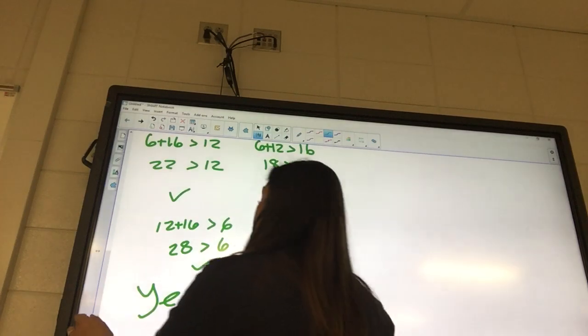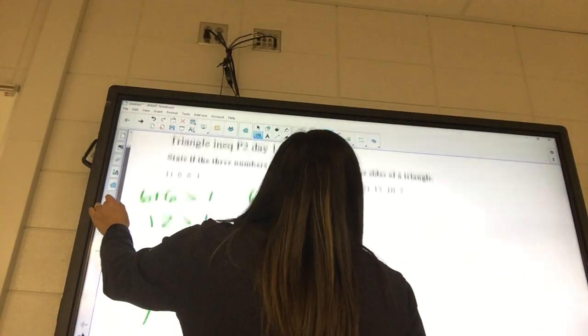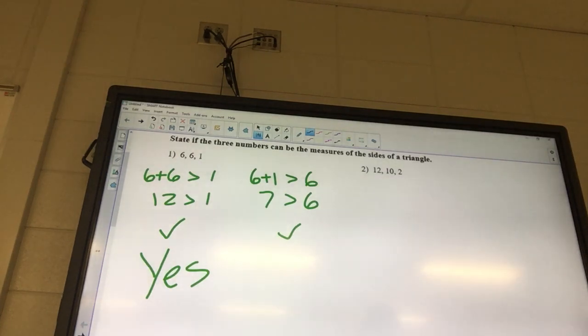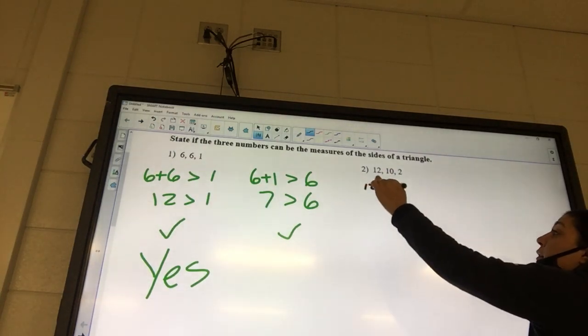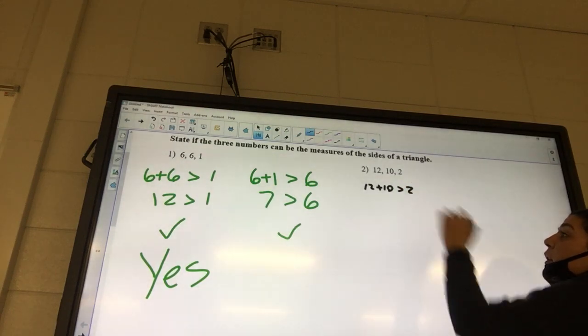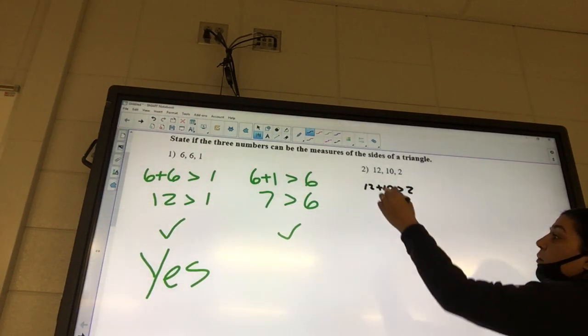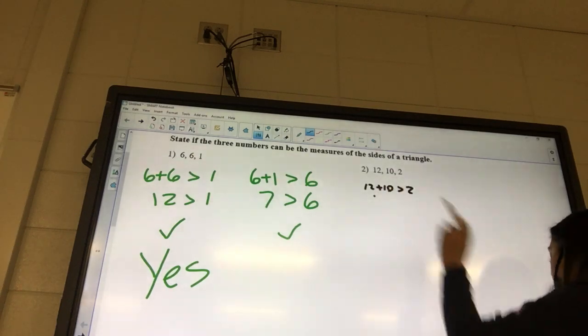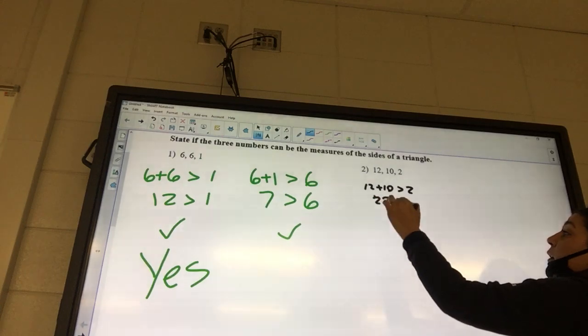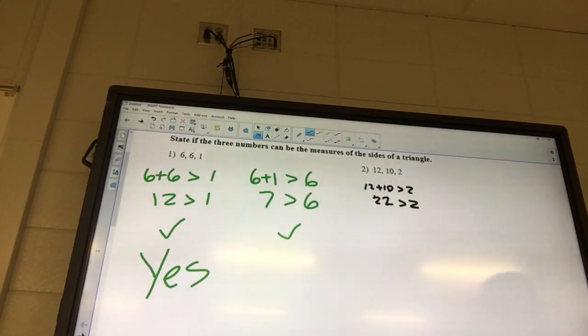So let's look at 2. Okay, so if we look at 2, we have a 12, a 10, and a 2. So our first one is going to be, we could say 12 plus 10 is greater than what? 2. Okay, what's 12 plus 10? 22 is greater than 2. Is that true? Yes. Okay, now what's our next one?